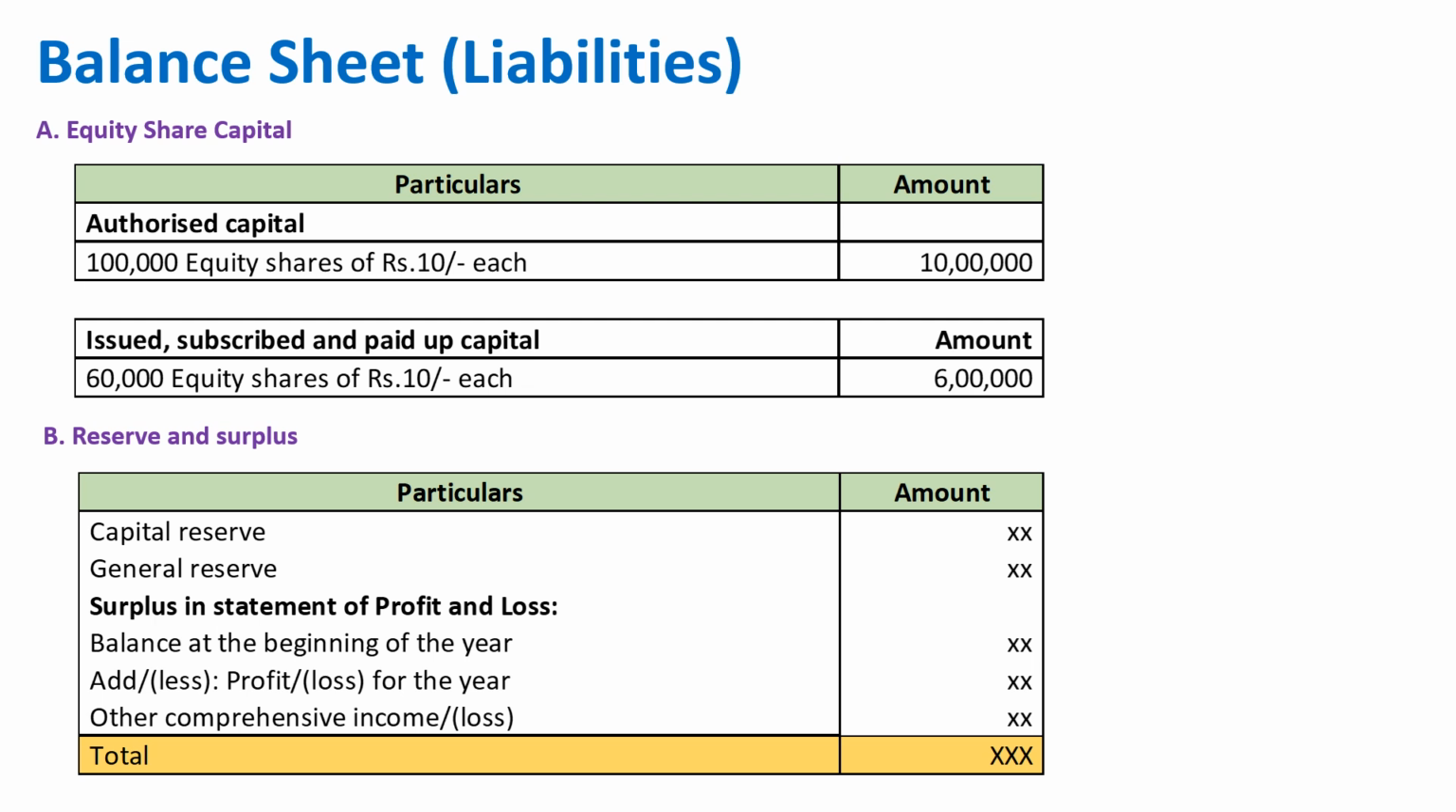So here is the table that you show to the shareholders. Balance at the beginning of the year, add profit or loss for the year, adjustment, then if there is any other comprehensive income, that has to be adjusted, and the net will be the net reserve and surplus which is available to the shareholders.